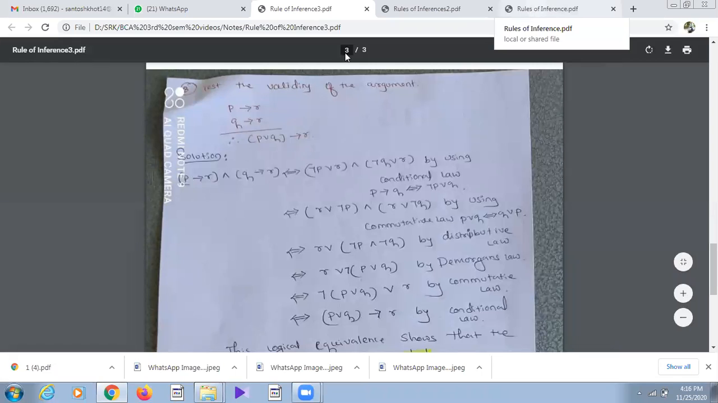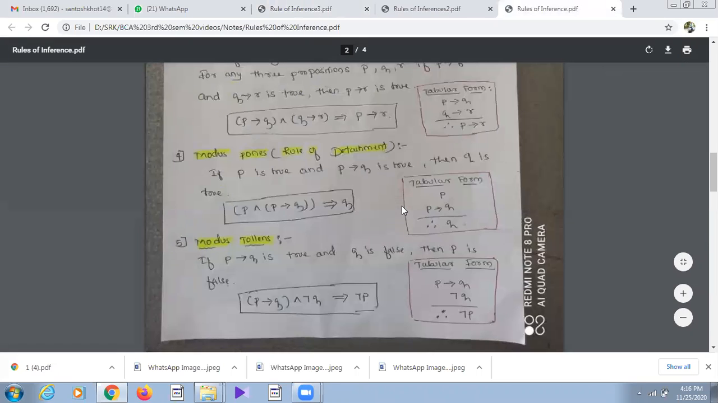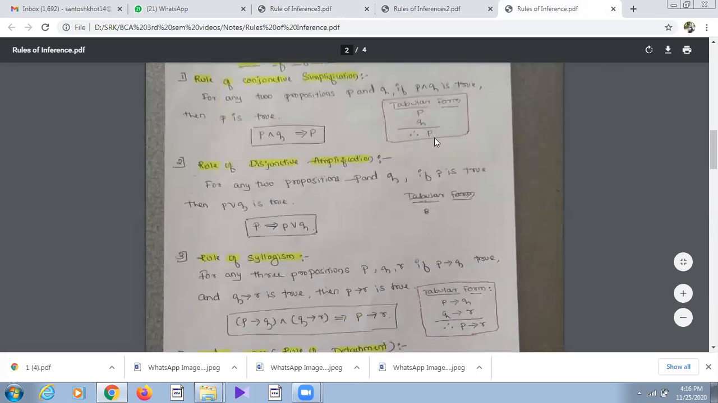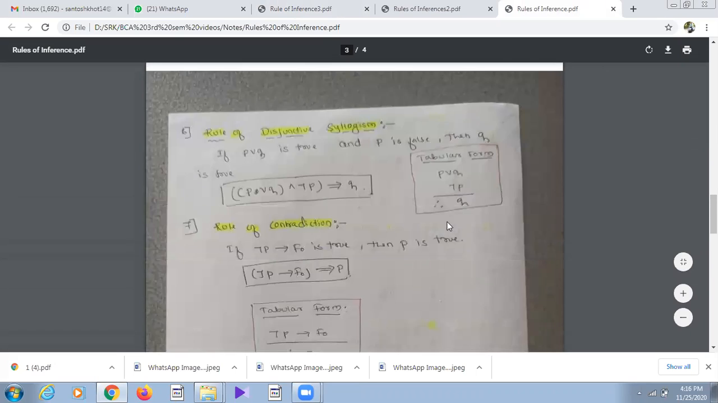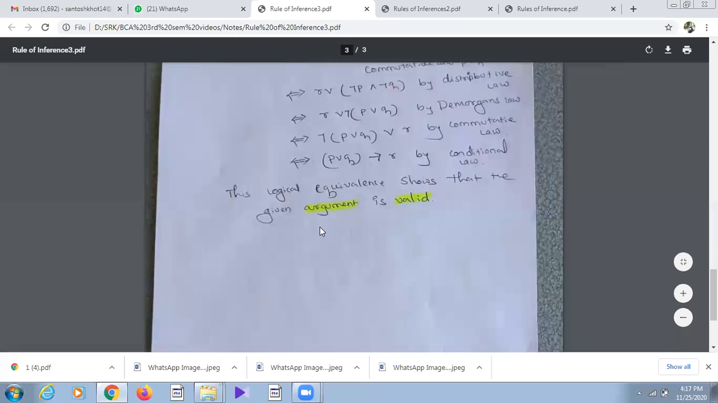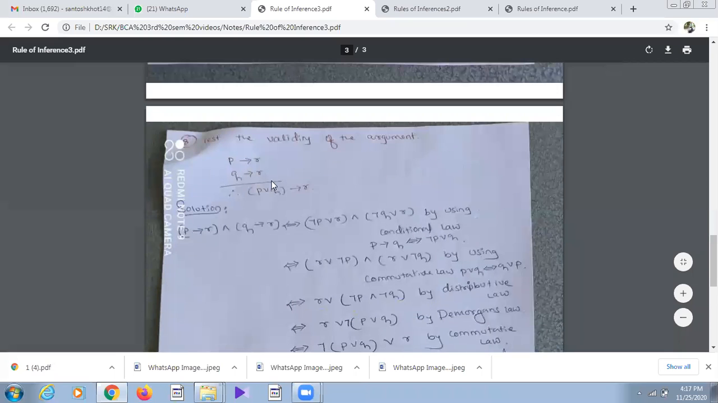Here, test the validity of the argument. They have given P conditional R as one premise, Q conditional R as another premise, therefore P or Q conditional R. They are given in tabular form. Check whether any rule applies to this tabular form. There is no such rule for P or Q in the conclusion. In the conclusion, none of the 7 rules has such a P or Q. So this directly does not apply any rule. Here some method will be needed to solve this kind of problem.